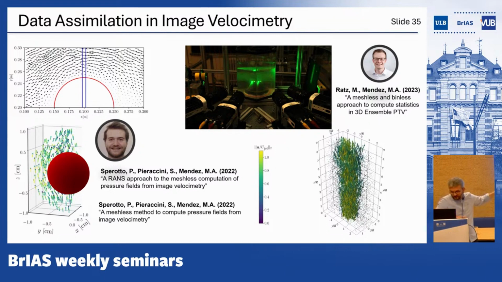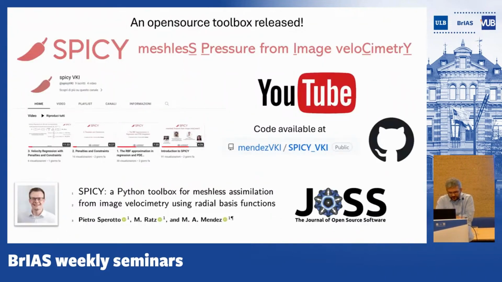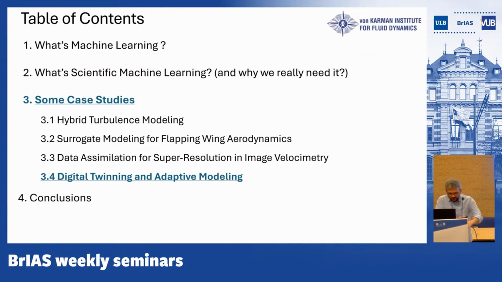So what you see on the bottom right is a 3D reconstruction of the velocity field. And keeping this philosophy of linear thinking, now Manuel is also implementing constraints based on the turbulent transport equation. But you can obtain full reconstruction of the velocity fields from the sparse data. There is an open source code, but I will go to the last application, digital twinning.